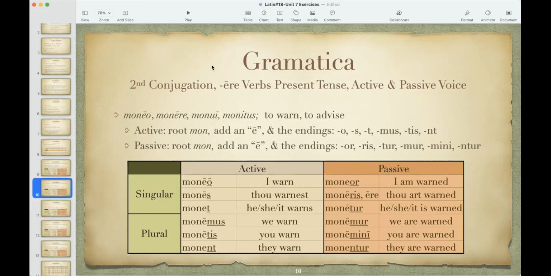Okay, same thing with second conjugation, ere verbs. Our usual pattern is moneo, monere, monui, monitus, to warn, to advise. Same thing, active root is mon, add the long e, and then the appropriate ending. So it's the same thing. So moneo, I warn, moneor, I am warned, mones, monet, monemus, monetis, monent, but down here, moneor, moneris, monetur, monemur, monemini, monentur. And if you see a mini ending, you are guaranteed that is the, there, we'll convert these to y'all. There we go. So that's not diminutive, right?